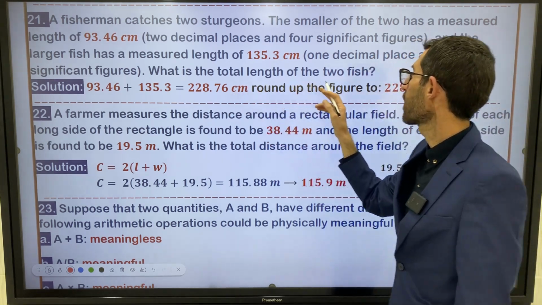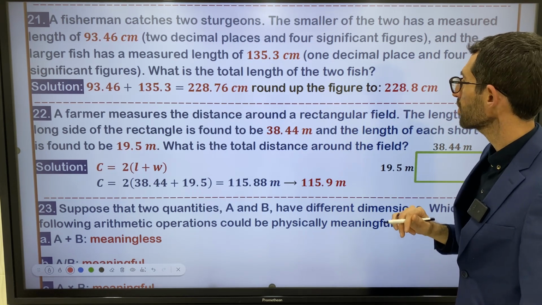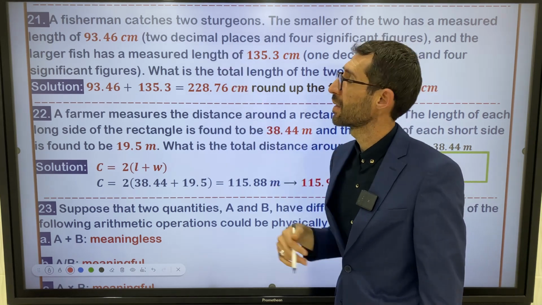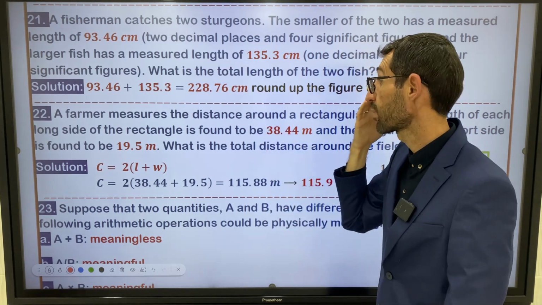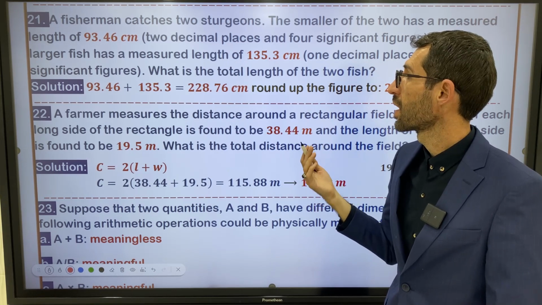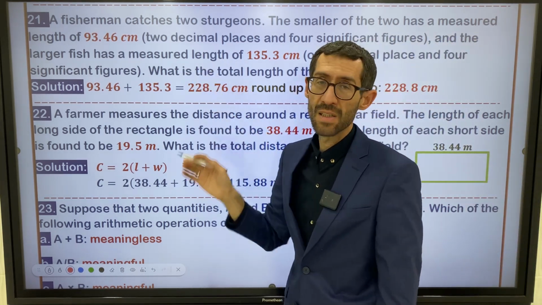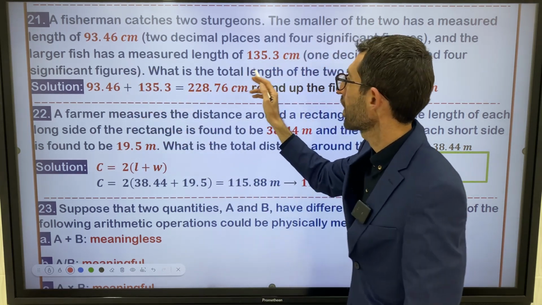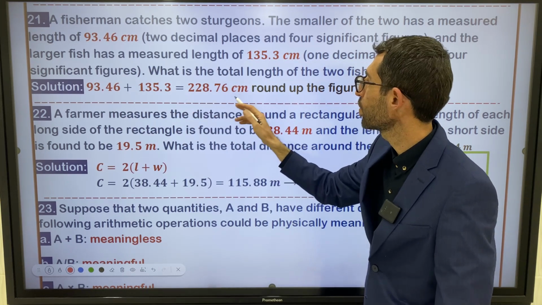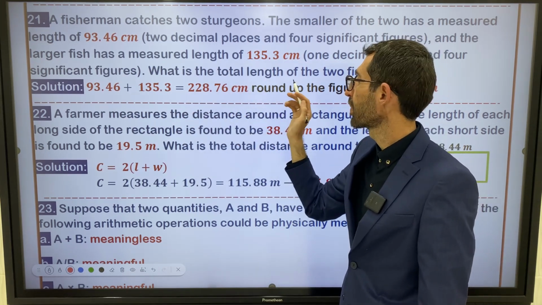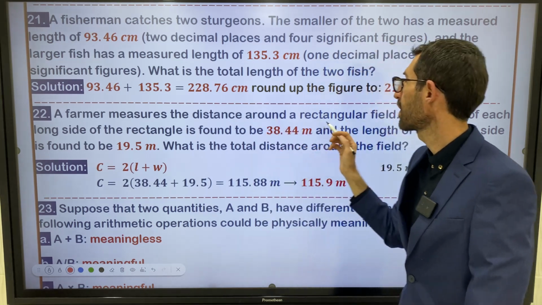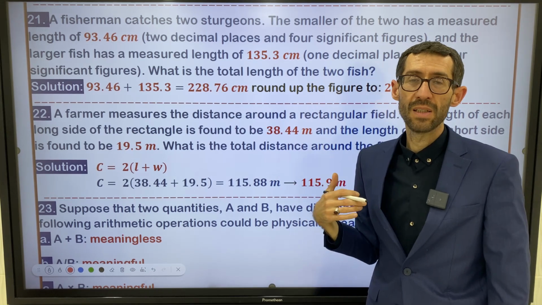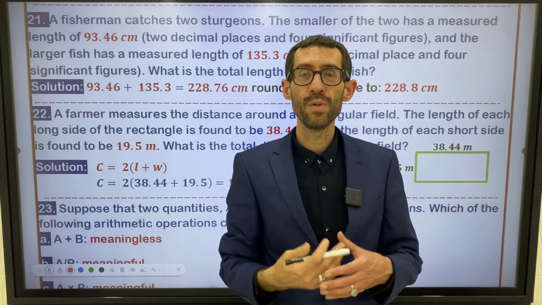What's the total length of the two fish? Right, total length. We have to sum them, add them up together. So take the summation of these numbers: 93.46 plus 135.3 is equal to 228.76 centimeters.